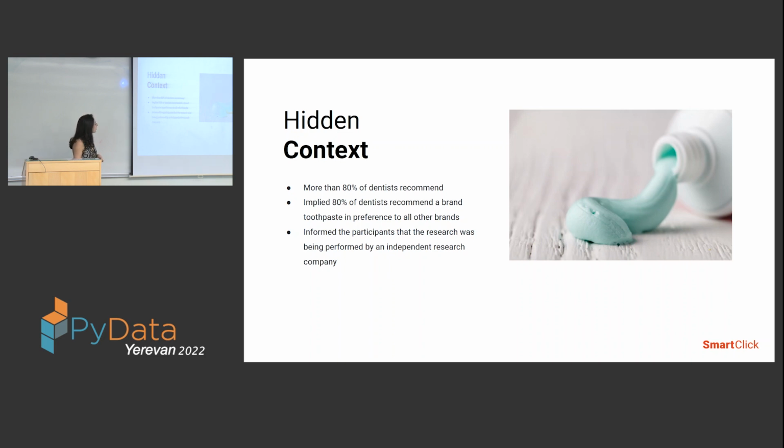All right. Another form of information to look at when you are looking at any sort of research is who it was funded by and who it was conducted by. And in this case, the participants were informed that the research was being performed by an independent research company, and in fact it wasn't.